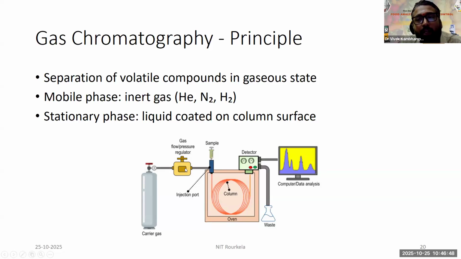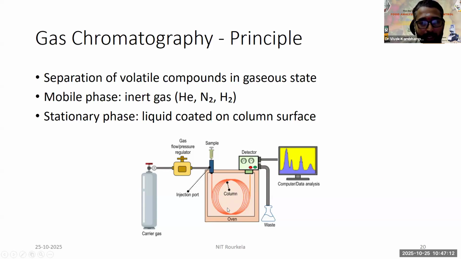Just like in liquid chromatography, flow rate is important, right? Here in the gas, it's very difficult to find out the flow rate. So you will adjust the pressure of the gas along with the sample. It will be sent inside the column, and this is also based on the separation process.